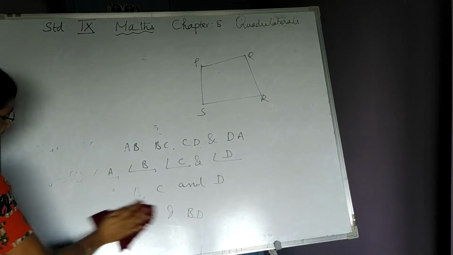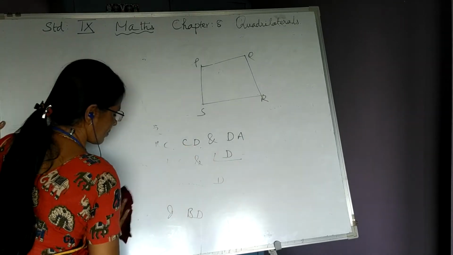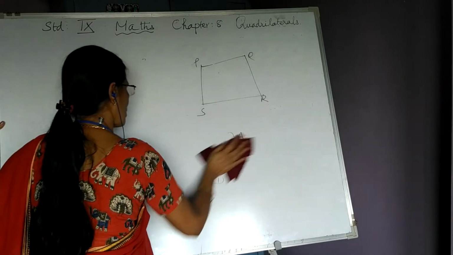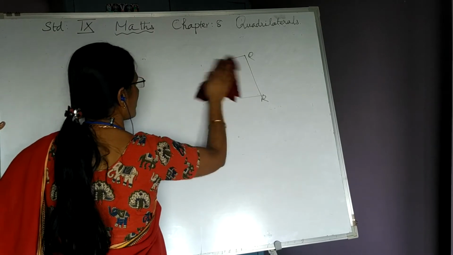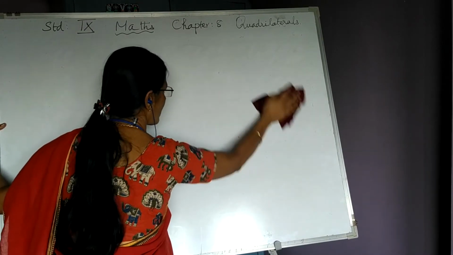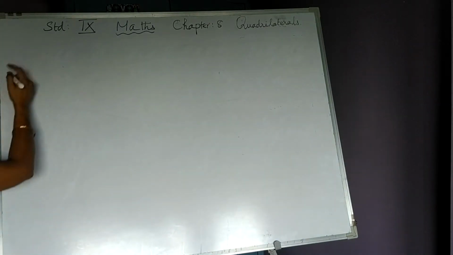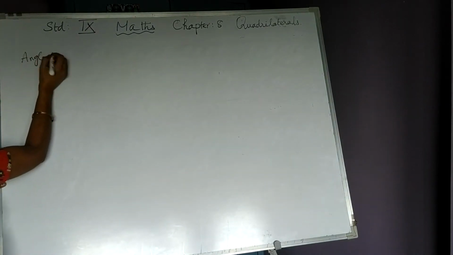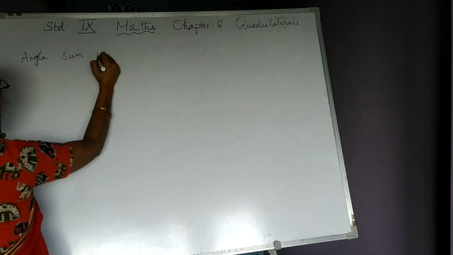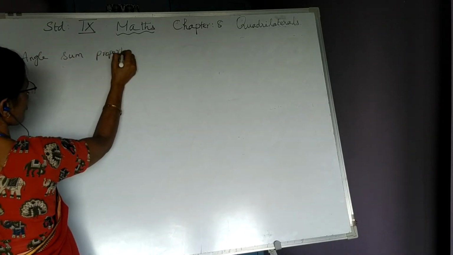We have studied angle sum property for a triangle. What do you mean by angle sum property? If you add all the 3 angles of a triangle, how many degrees will we get? We'll get 180 degrees. Similarly, if you take a quadrilateral, there is an angle sum property for a quadrilateral.